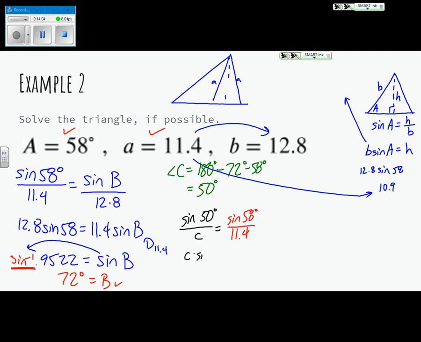Okay. So, I'll do the math on this. C times sine of 58 degrees equals 11.4 sine of 50 degrees. And I'm going to divide both sides by sine of 58. Now, some of you thinking, well, he's not using sine inverse this time. That's correct. I am finding side C, not angle C. So I don't have any need for that sine inverse on this one. So 11.4 times sine of 50 degrees. I'm going to divide that by sine of 58 degrees. We're doing one decimal place on the side, so 10.3.